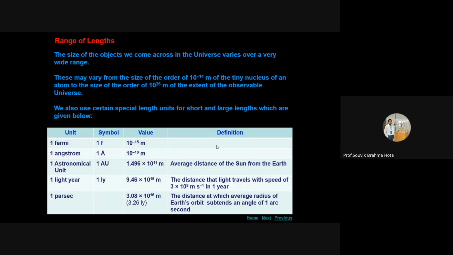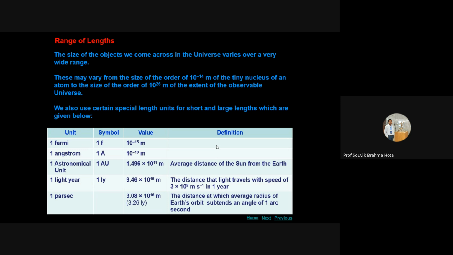Like Fermi, 1 f, 10 to the minus 15 meter; 1 angstrom, 10 to the minus 10 meter; 1 astronomical unit, AU, 1.496 into 10 to the power 11 meter; 1 light year, 9.46 into 10 to the power 15 meter; and 1 parsec, 3.08 into 10 to the power 16 meter.